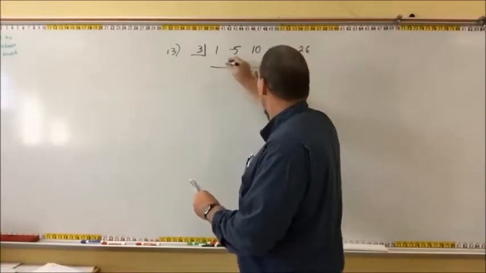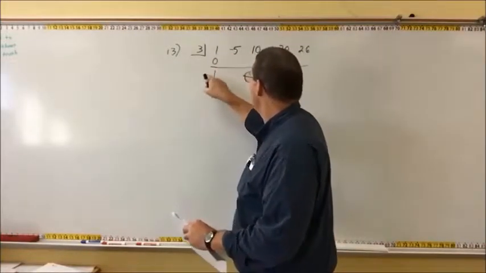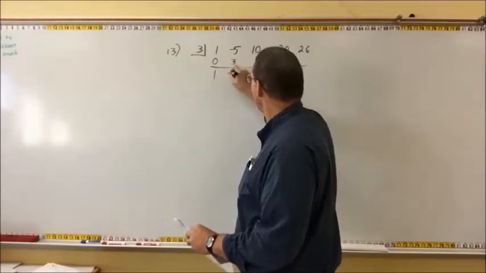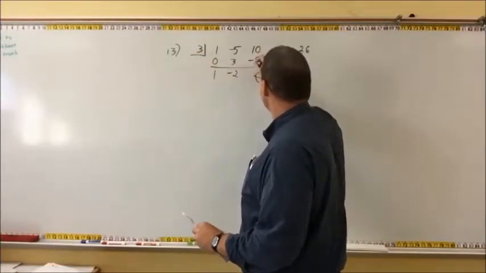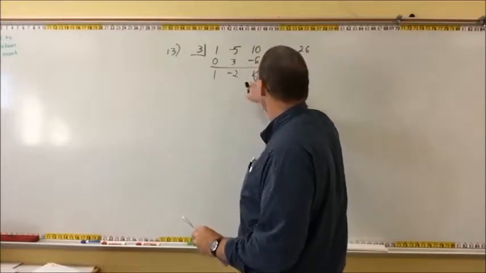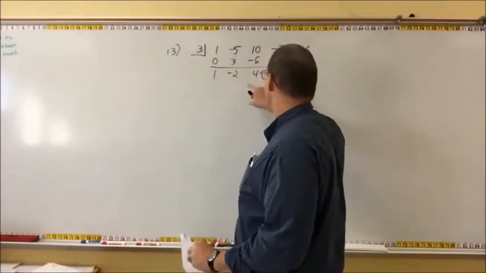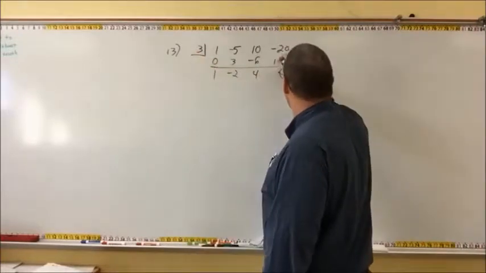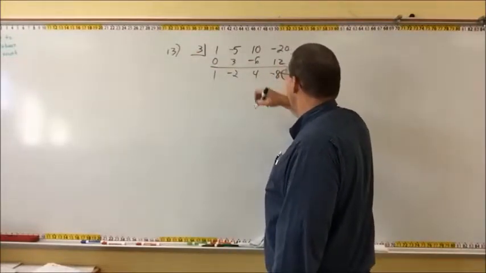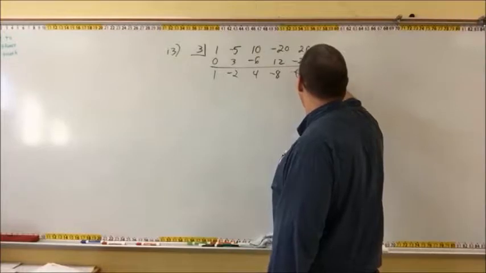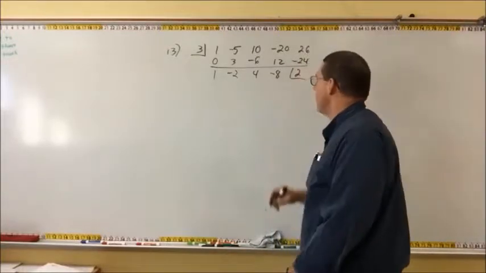Draw a line, put a 0 here. 1 times 3 is 3, minus 5 is -2, times 3 is -6, plus 10 is 4. I'm going fast, so I want to make sure I don't make a mistake, especially because you're trying to learn from this. 4 times 3 is 12, minus 20 is -8. -8 times 3 is -24. 26 minus 24 is 2, so we have a remainder of 2.